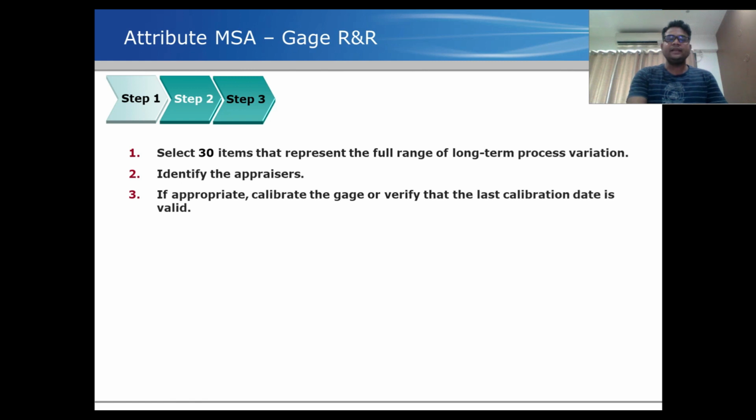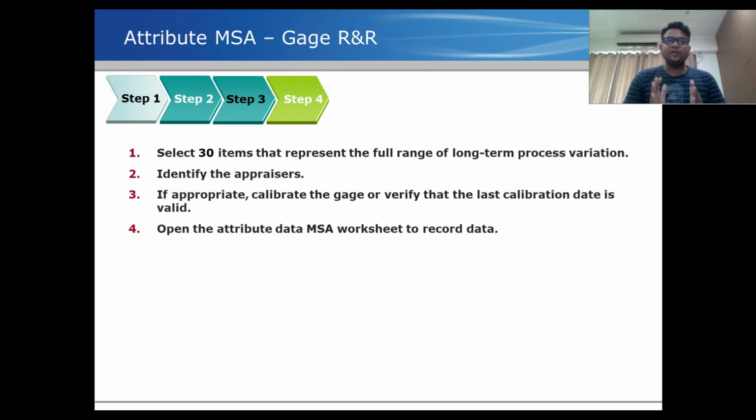If appropriate, calibrate the gauge or verify that the last calibration date is valid. So when we are going to use any gauge whose result we will consider, first of all we have to check that the calibration of the gauge is okay or not. The third step is to open the attribute data MSA worksheet to record the data. Here I will show you on the Excel sheet how to make the attribute MSA.